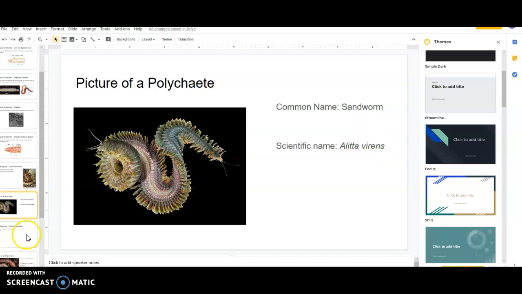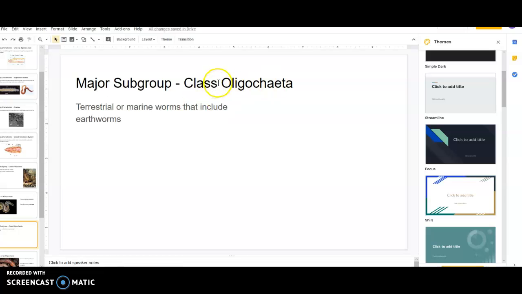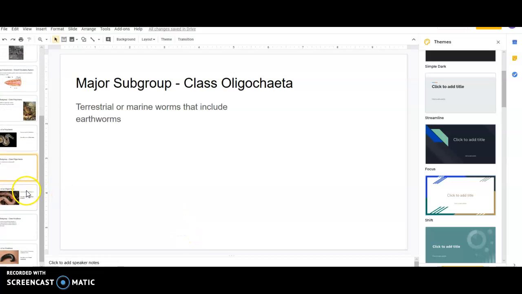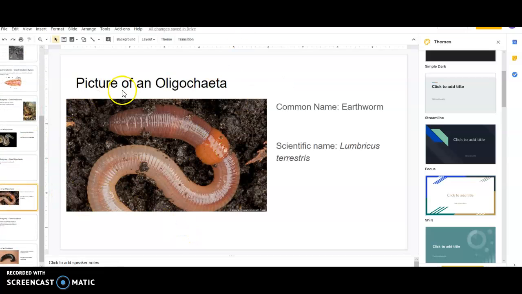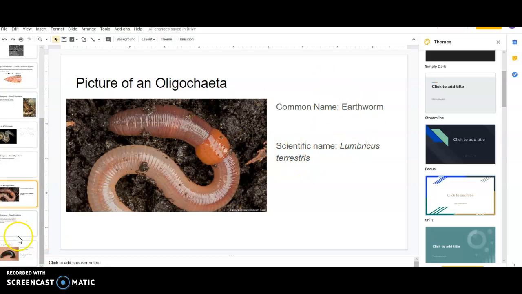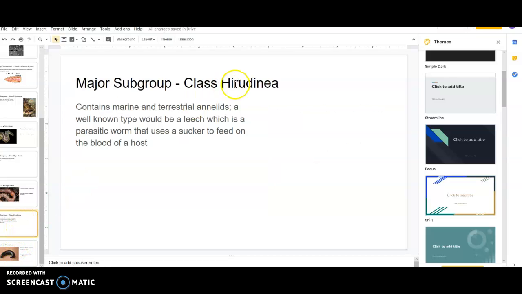Okay. The second group I found was the oligochaetes. So they're terrestrial worms that include earthworms, which you should have seen around here. They look like this. They come out when it's raining. I found the common name, earthworm, and the scientific name. In the last group, class Hirudinea, which are marine and terrestrial, which means they live on land or water.